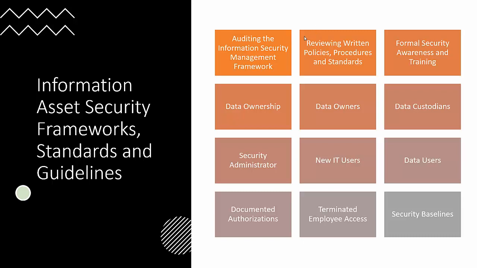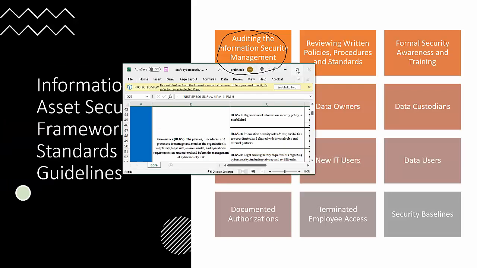So that is why in domain 5 itself, we start with auditing the information security management framework, and the ultimate goal of an information security management framework is to reduce the risk to an acceptable level. So we have the NIST framework, which talks about the best practices, how to achieve cybersecurity or how to achieve information security in the organization. Let me show you the document, how it looks.